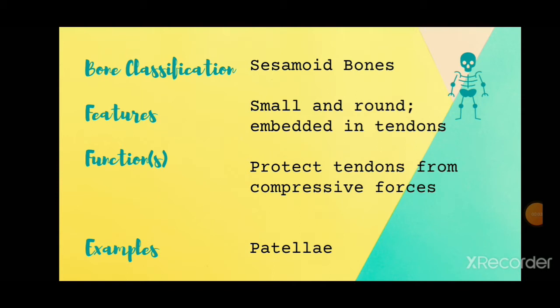The last classification of bone is the sesamoid bones. Sesamoid bones are small round bones. From the word sesamoid, it is sesame seed shaped like bones. These bones are usually found sa mga tendon na associated sa kamay, sa tuhod, at pati sa paa.